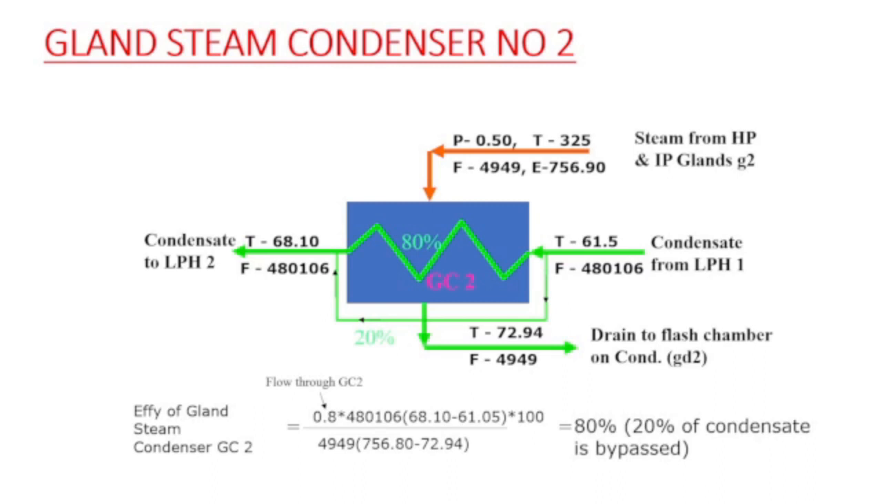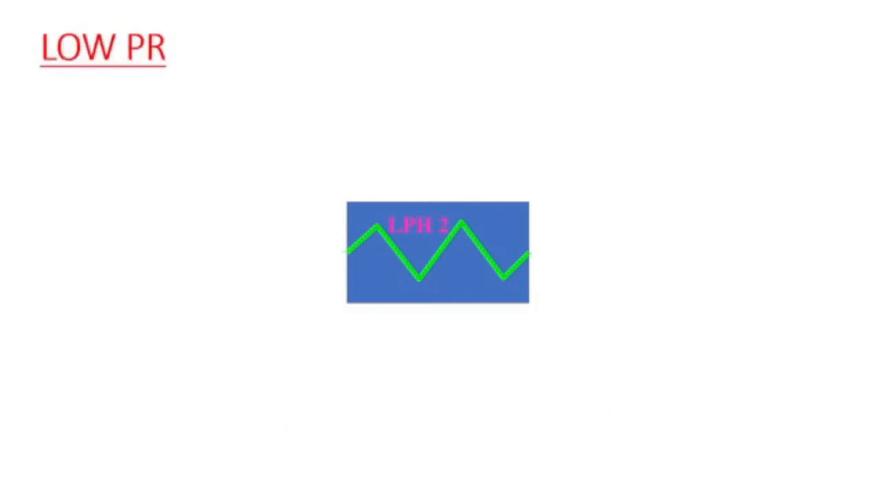The drain again goes to the flash chamber in the condenser itself, and the extraction steam that is supplied is from the HP and IP glands, or the inner glands of the steam turbine. The efficiency of this gland steam condenser GC2 comes out to be around 80%, because 20% of the condensate is bypassed. Otherwise it would come to around 99.8% or something. So this way the efficiency can be found out.